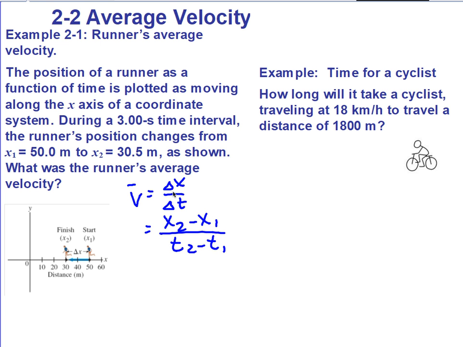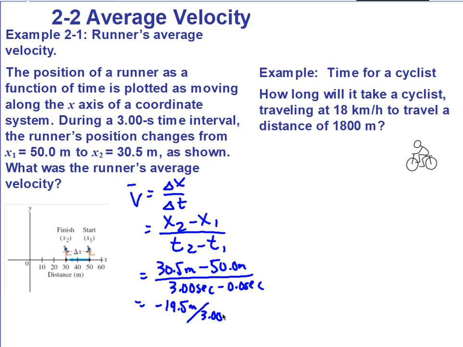This delta, again, means difference, and the difference is a subtraction. We have to be careful of the order of subtraction. So x2 minus x1: I ended at a position of 30.5 meters, and I started at a position of 50 meters. Time interval: I ended after 3 seconds. It doesn't say I started at 0, but we can infer that that's the case. Negative 19.5 meters of displacement in 3 seconds means we traveled with an average velocity of negative 6.5 meters per second. And again, the negative is just to denote that we're moving in the direction we call negative.